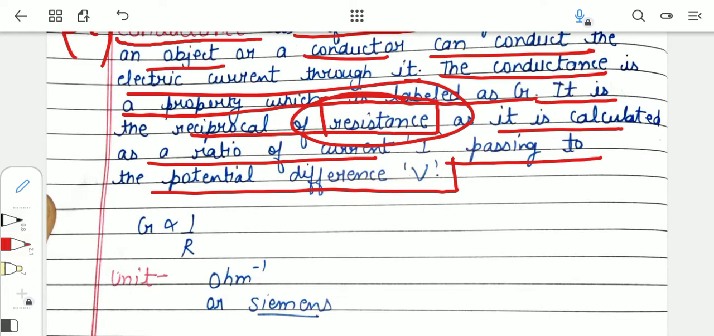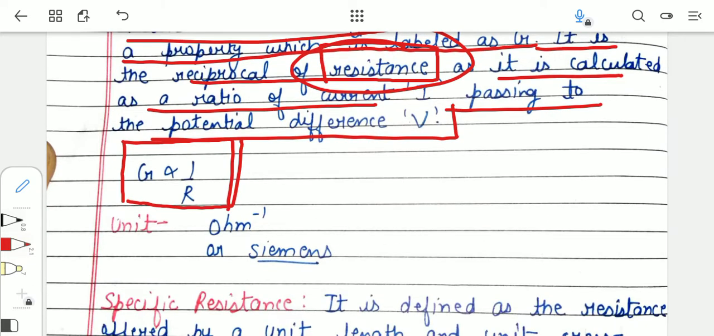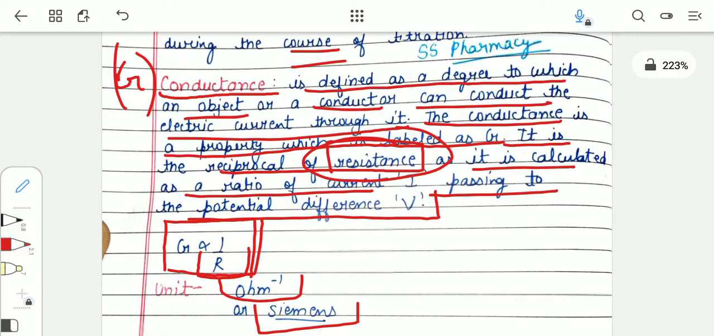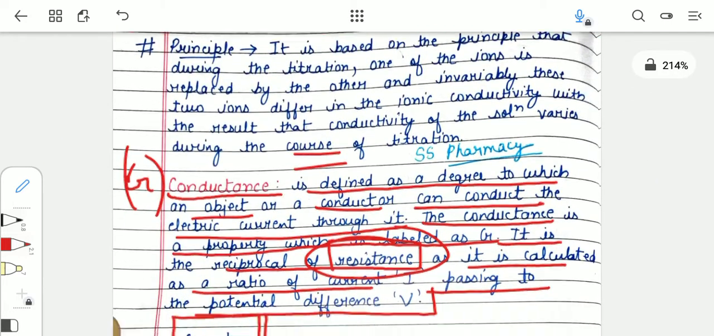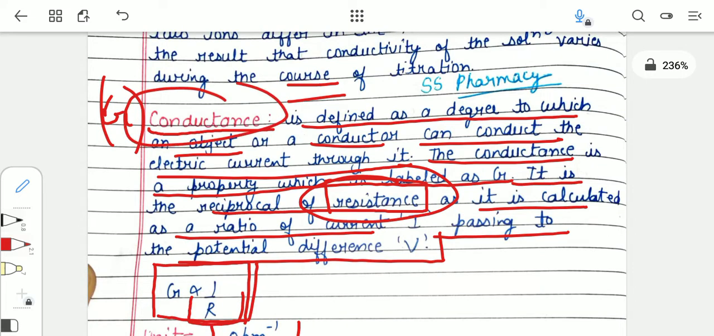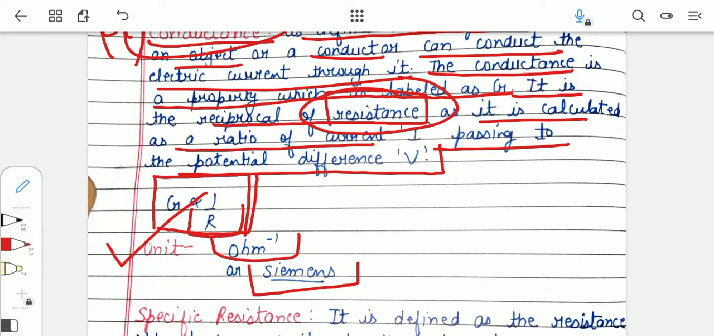Just now we said that conductance is the reciprocal of resistance, so that is what is written here. We know that the unit of resistance is ohm, and since conductance is the reciprocal of resistance, its unit is per ohm, and this per ohm is also called Siemens. So up to now we have talked about the principle of conductometry, we have discussed what conductance is, and we know that its unit is per ohm or Siemens.